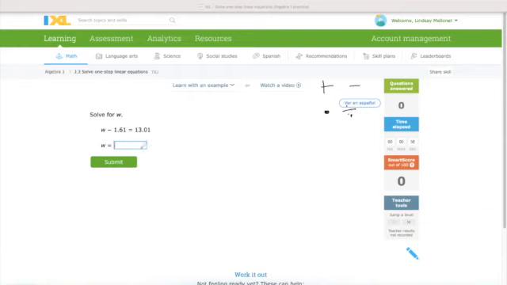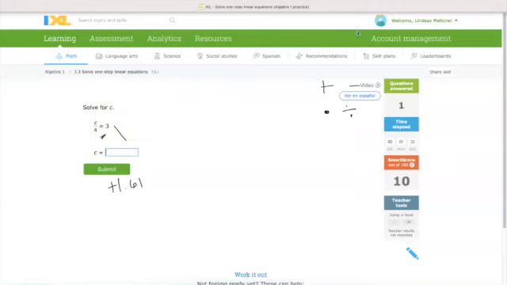So in this first one, you can see we want the W by itself. We are going to use the opposite of minus, and we are going to add 1.61 to both sides. When we add it to the left side, it cancels out. In my calculator, I'm going to type 13.01 plus 1.61, and I get 14.62. And that's what I'll be typing in the box. 14.62. We'll submit that and move on to the next one.